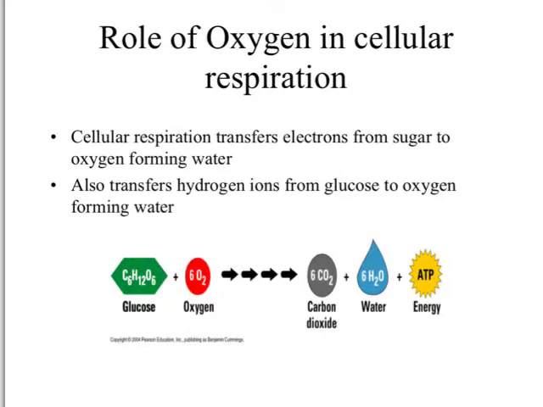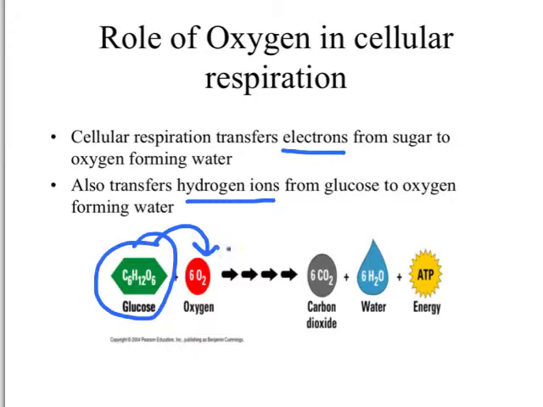So here let's take a big picture look at the role of oxygen in cellular respiration. Oxygen is key because during cellular respiration, we're going to transfer both electrons and hydrogen atoms from the glucose that we eat to the oxygen so that we can make the water and the carbon dioxide and energy that we get from cellular respiration.